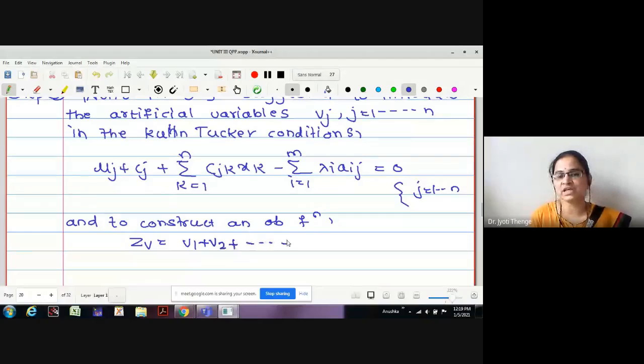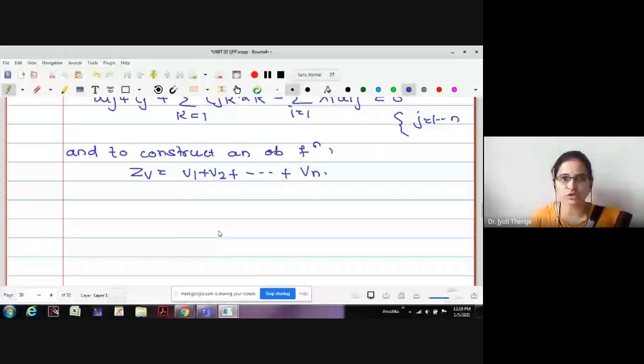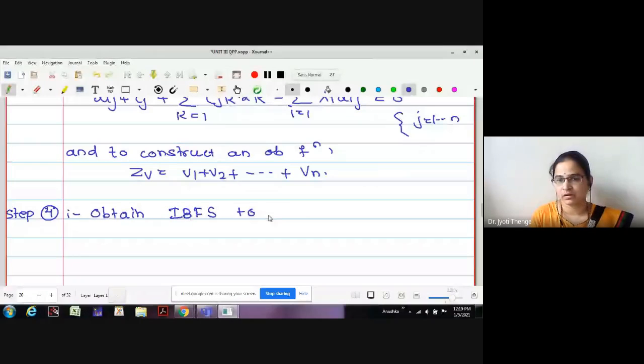And what is the aim? Whenever we have the objective function as the sum of artificial variables, what is the aim? The aim is to minimize this sum of artificial variables. Therefore, in step 4, he has suggested to construct a new LPP. What does step number 4 tell us? Obtain an initial basic feasible solution to the following LPP.